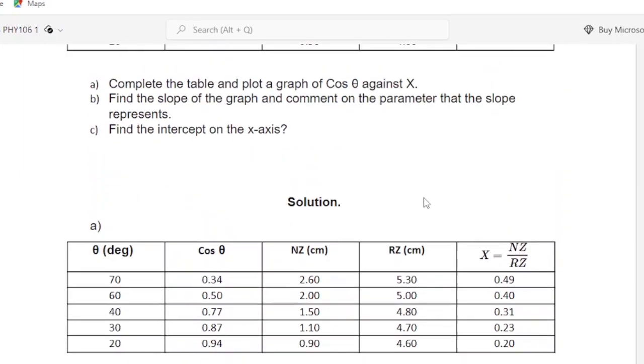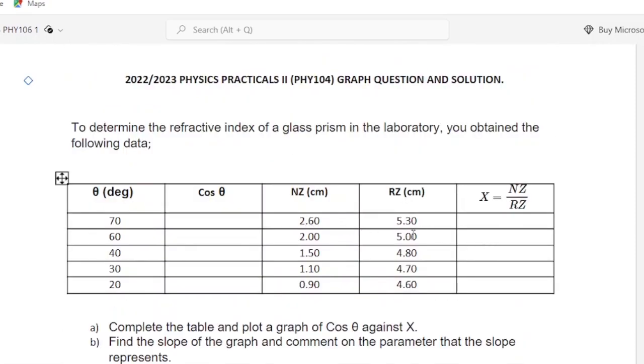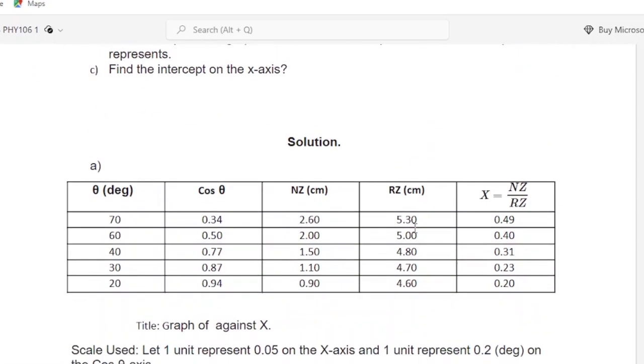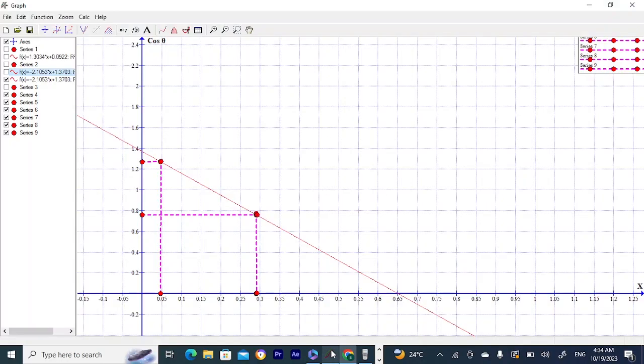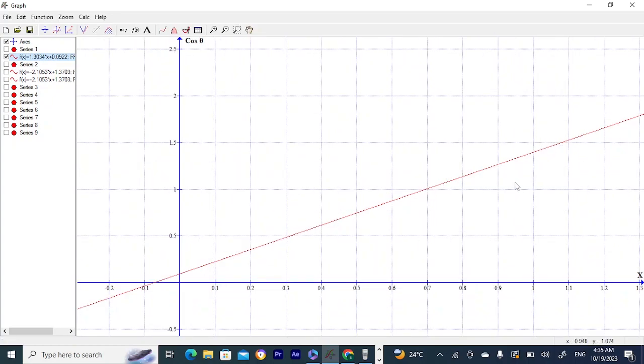The next question says, comment on the parameter that the slope represents. Now, let me say something clearly. If you look for other questions of this nature online, you observe something. Let me show you from my graph sheet. You observe a graph that looks like this instead. So you have a graph of this nature that slants this way and gives you a positive slope.